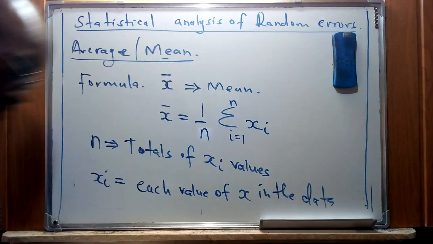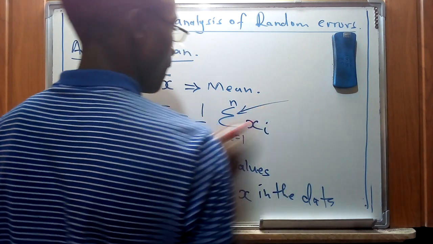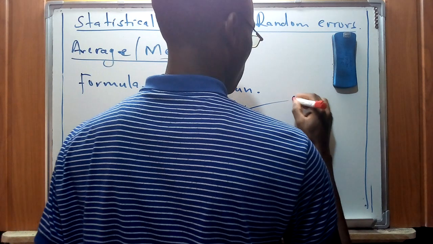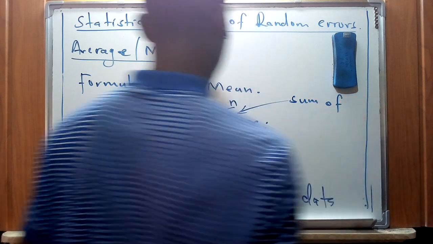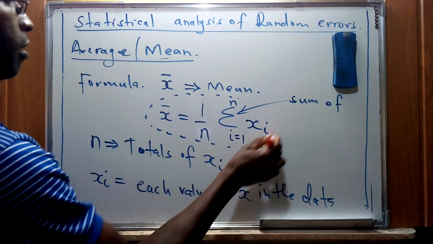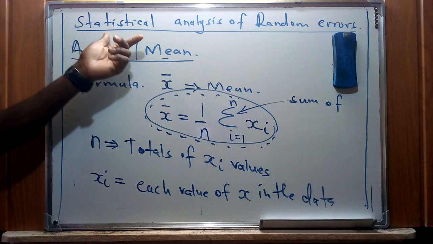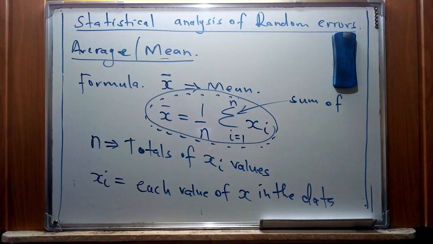that specific range of data, and this specific symbol that we've used implies the sum of. Therefore, this gives us a formula for finding the average of that specific range of data. So that is one of the strategies that we're going to use in trying to analyze data.